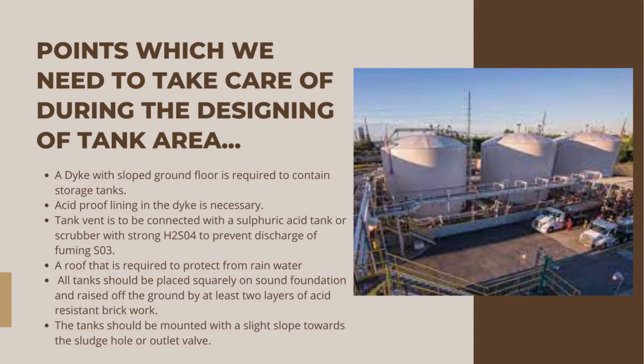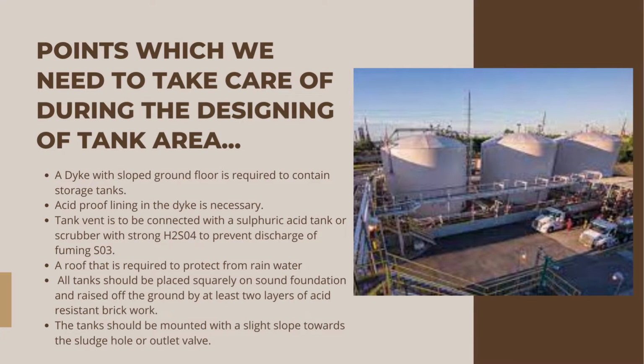Then a tank vent is to be connected to a sulfuric acid tank or a scrubber with strong H2SO4 to prevent the discharge of fumes of SO2, because if it goes directly into the atmosphere without any kind of treatment, it will cause serious injuries. Next, a roof is required on the tanks to protect them from rainwater. Means the tank of oleum or the tank of ethylene oxide should be covered with a roof.